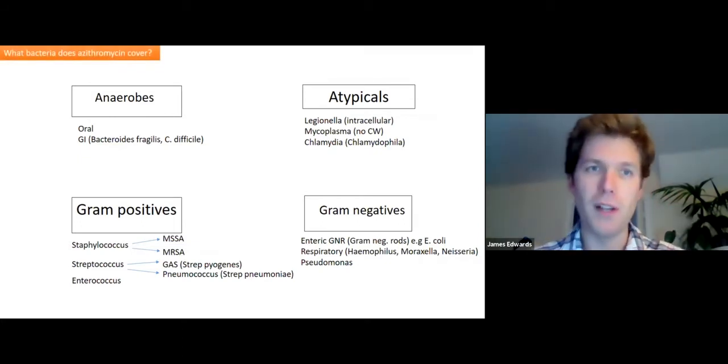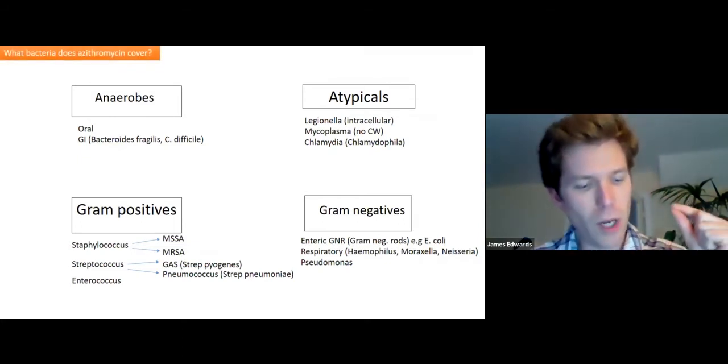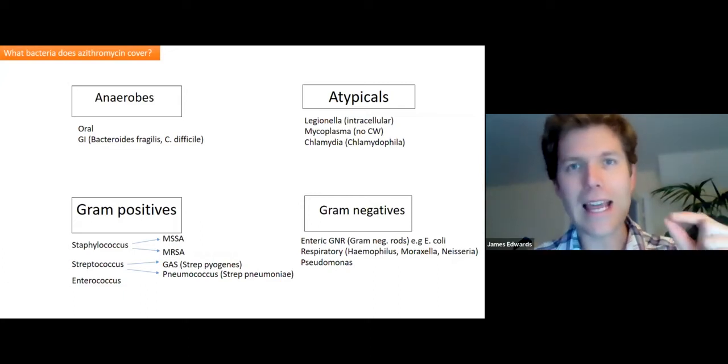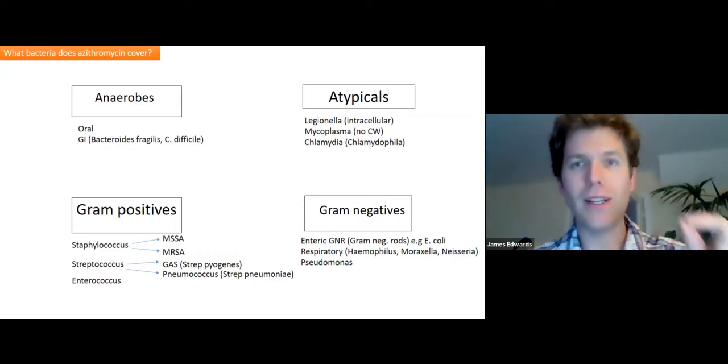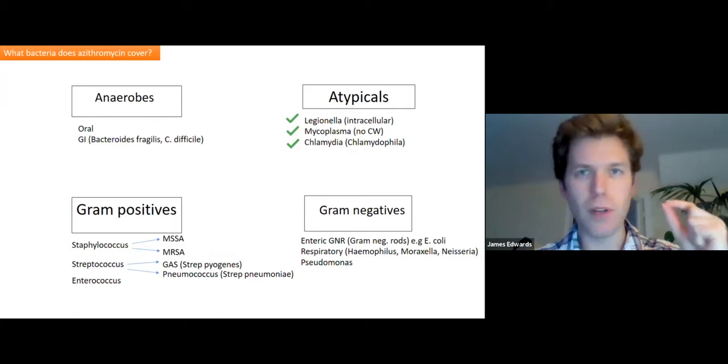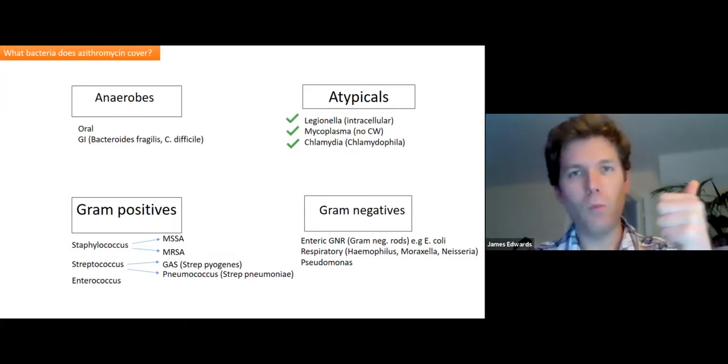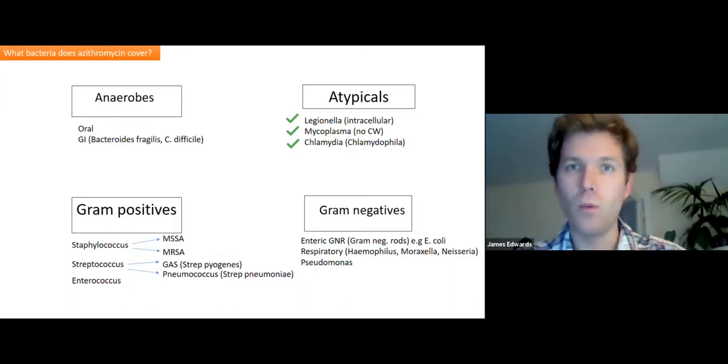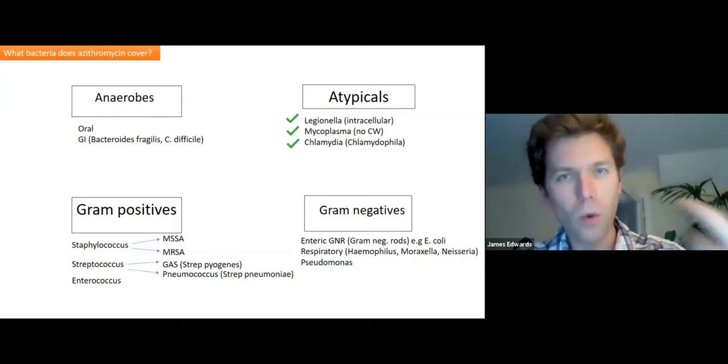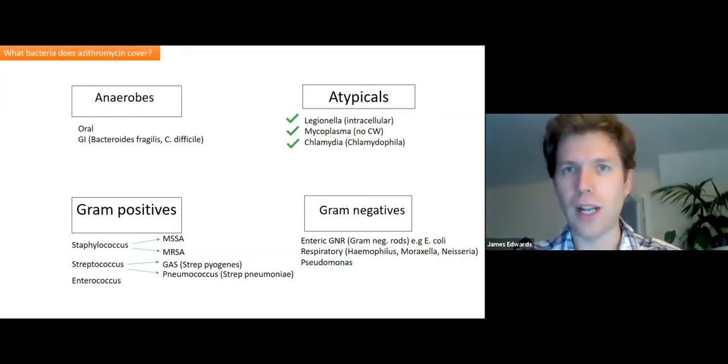Let's start with azithromycin. When you're learning about it, the key thing and what it really gives you is atypical cover. It is brilliant for atypicals. It works on bacteria that have no cell wall because it targets the ribosome. That's good. It also can target intracellular bacteria.